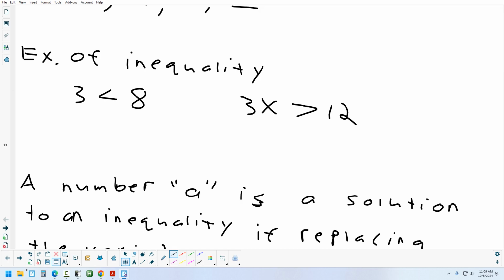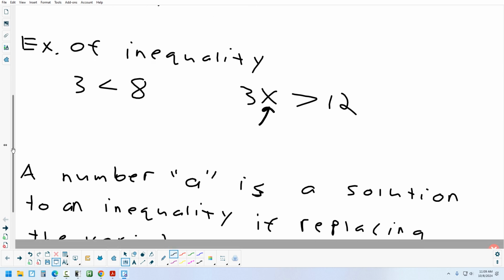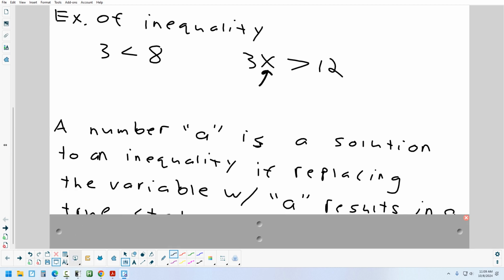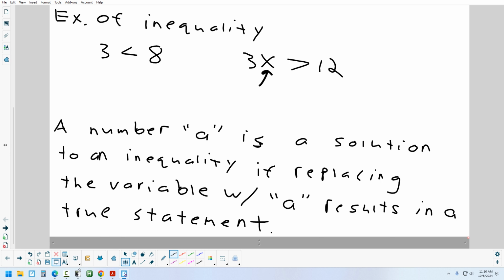To figure out if a number is a solution, we're going to try the number 5 here in a second. To figure out if 5 is a solution, take the number 5. You're going to fill it in for the variable, and you're going to see if you get a true statement. If you plug it in and you get a true statement, then that means it is a solution. If you don't get a true statement, then it's not a solution.